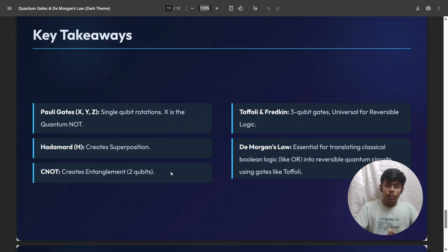To wrap up, here is what you need to take away today. Pauli X is the rotation X, which is just a NOT gate. Hadamard is a superposition gate, essentially for parallel processing. CNOT and Toffoli allow qubits to interact. Toffoli allows us to perform any classical computing reversibly. And De Morgan's law isn't just a textbook rule, it is a blueprint for constructing logical gates like OR, given that we are constrained to reversible operations.